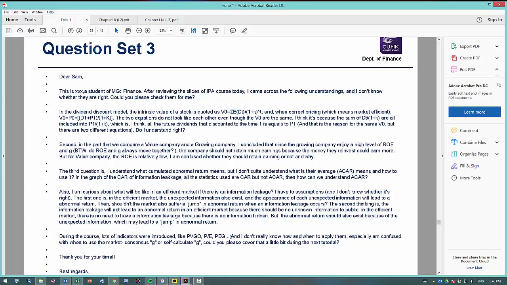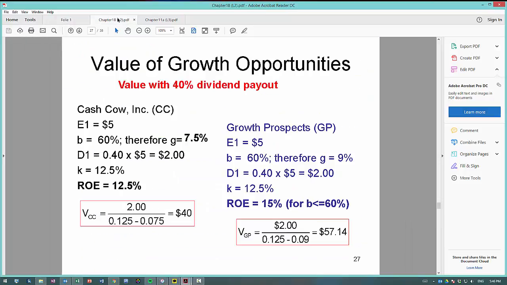Okay. Now, let's just take a look at this passage here, for example, which is from lecture number 2.